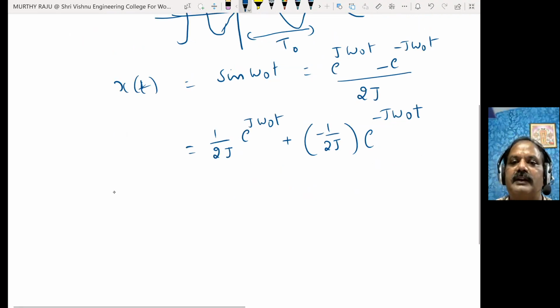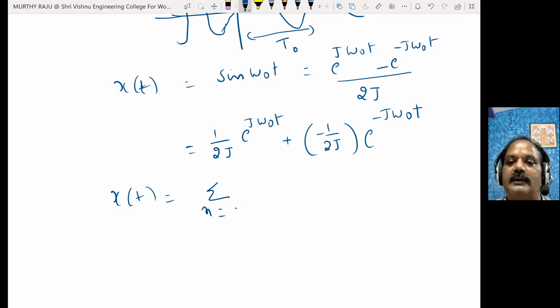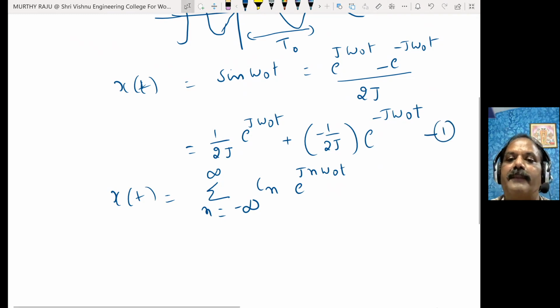But according to the Fourier series, which is used to represent periodic signals, and a sinusoidal signal is a periodic signal, the complex exponential Fourier series is x of t is equal to sigma n is equal to minus infinity to plus infinity c of n e power j n omega naught t. This is equation 1.